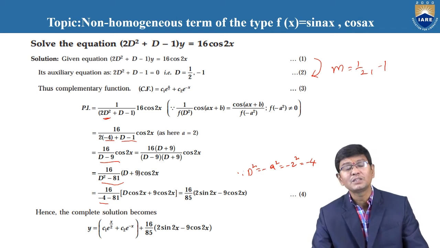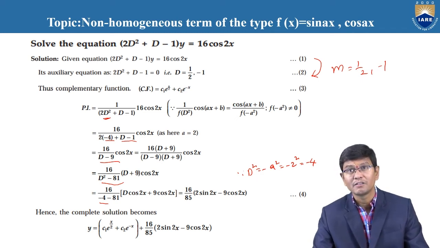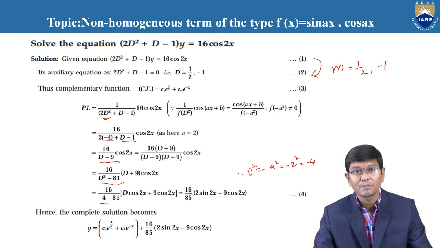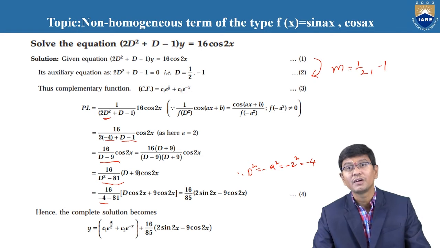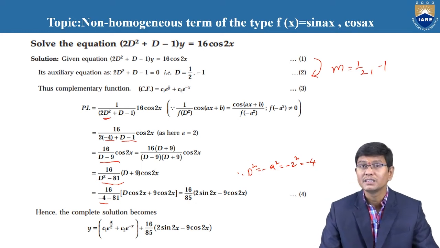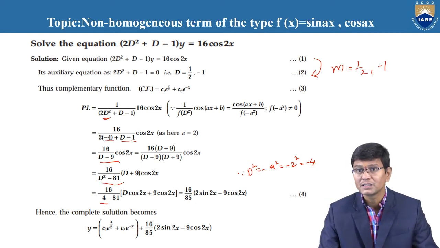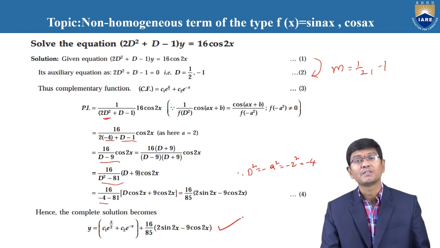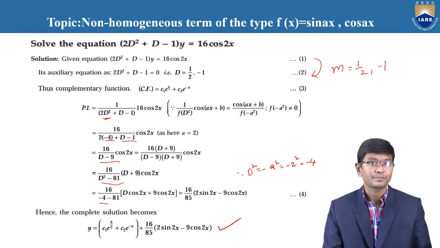Now, the complete solution of the given differential equation is y equal to the complementary function plus the particular integral. Therefore, it is c1 into e power x by 2 plus c2 into e power minus x plus 16 by 85 into (2 into sin 2x minus 9 into cos 2x), which is the final complete solution of the given differential equation.